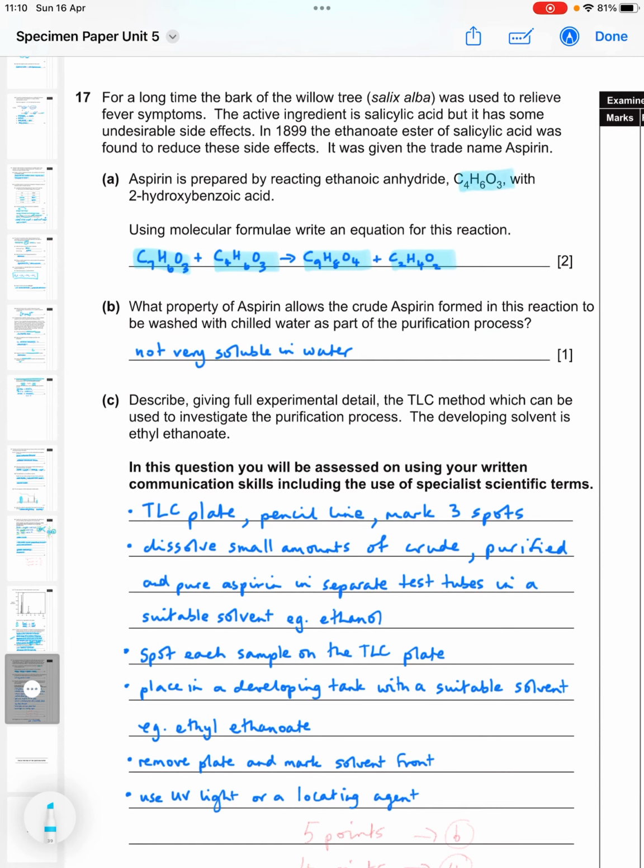So the C4H6O3 you can see there, and then 2-hydroxybenzoic acid is the C7H6O3. I should have said that.